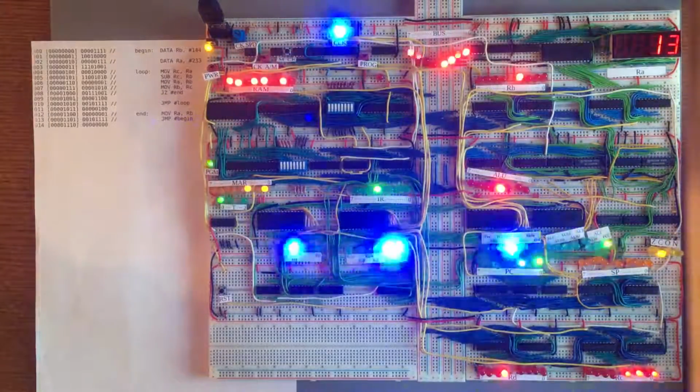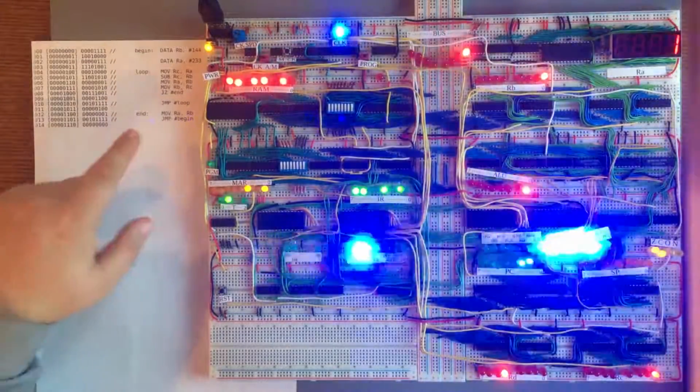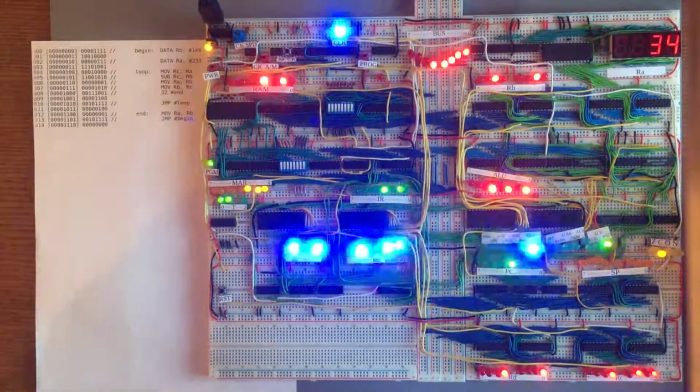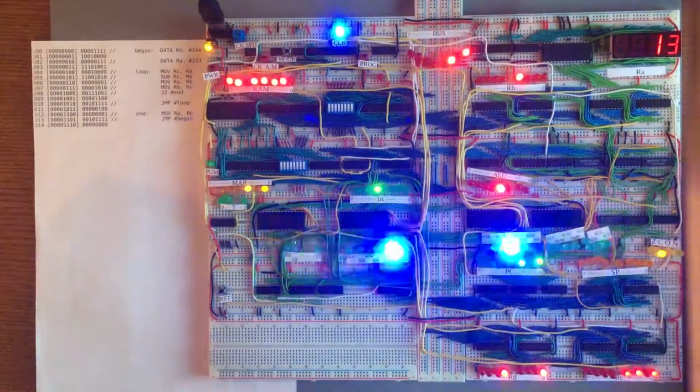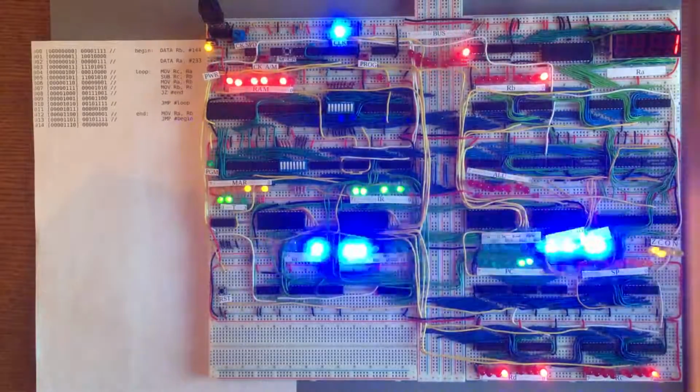So this is a very simple program. You can see the assembler instructions for that program here, but we're going to use this program to illustrate the main topic for today, which is our registers and how they interact with each other using the bus.